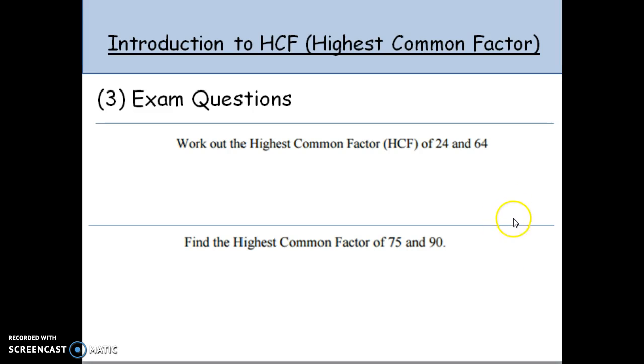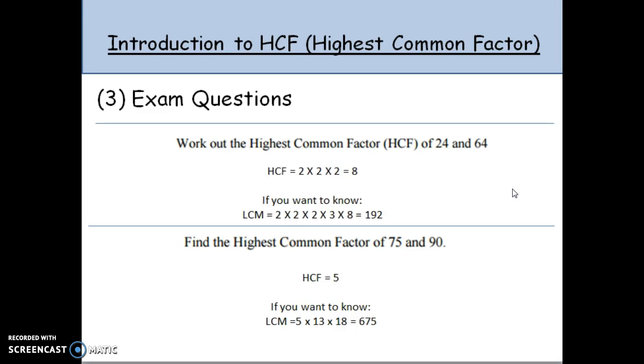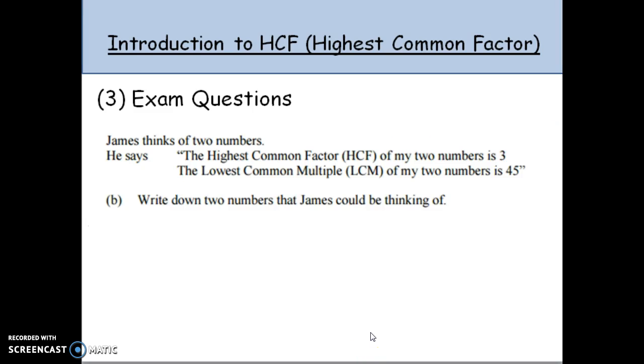If you want to try them, pause it here and I will tell you the answer in just a bit. And the answers are as follows. HCF here is 8, and if you want to know, LCM is 192. HCF here is 5, and if you want to know, the LCM is 675. Same thing with this one.